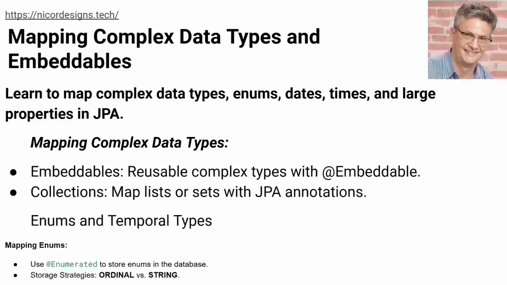Then we'll look at mapping complex data types and embeddables like enums, dates, times, and large properties. Embeddables are reusable complex types with the @Embeddable tag, and then collections are maps, lists, or sets with JPA annotations. It's basically enums and temporal types. Use @Enumerated to store enums in the database, and we use the storage strategy of ordinal versus string.